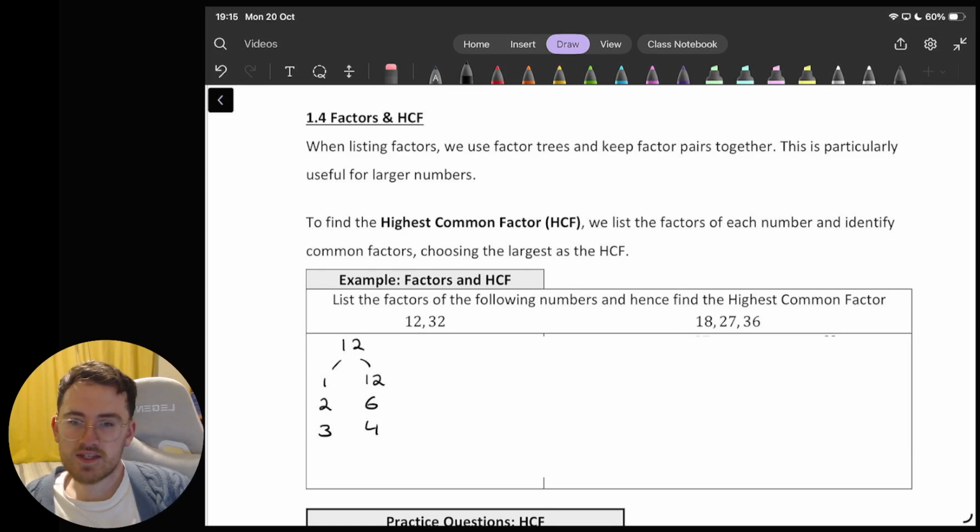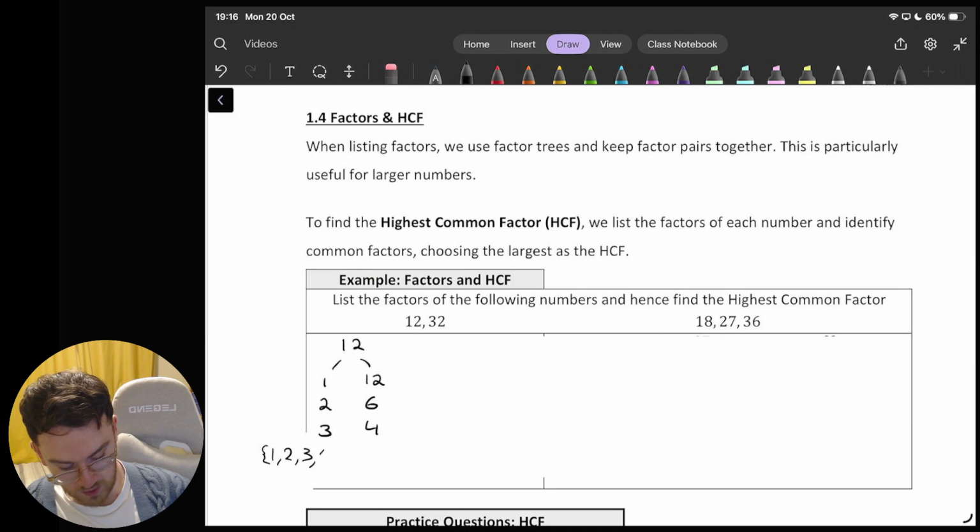And by listing them out this way, I've come to a point where I have 3, and the next number I would try would be 4, but I've already accounted for 4. It's already written on the other side. So I actually don't need to do any more. I've covered them all. So the 6 factors we have here are 1, 2, 3, 4, 6, and 12.